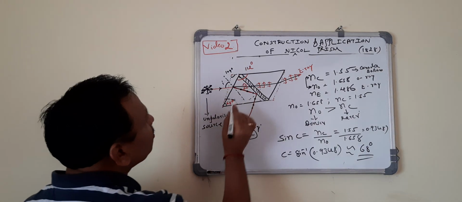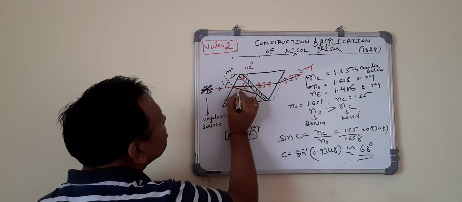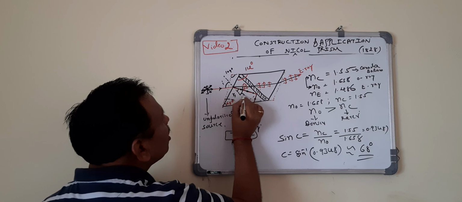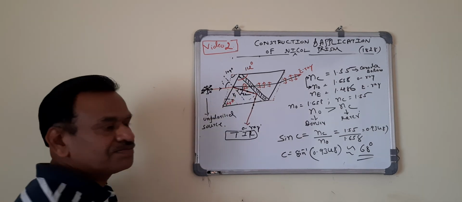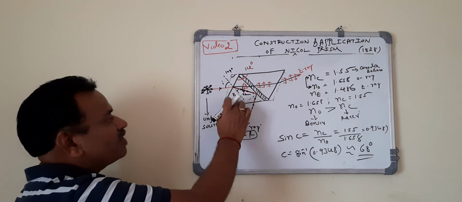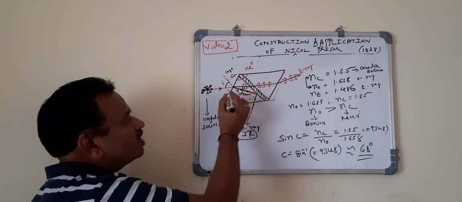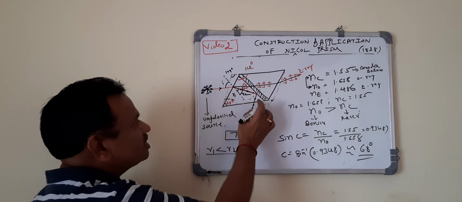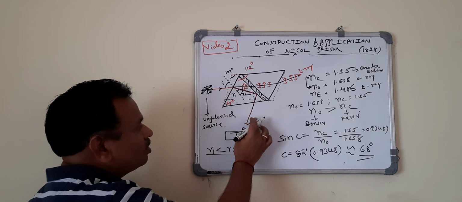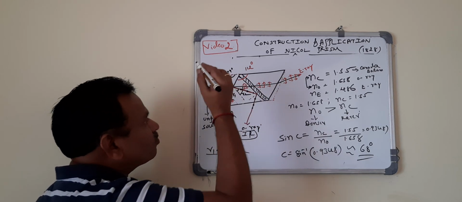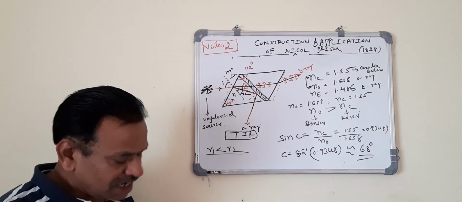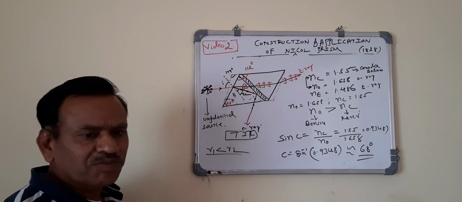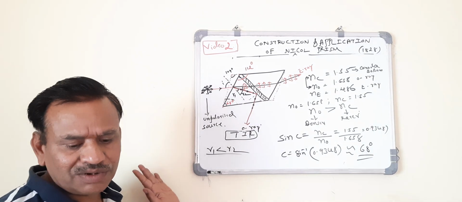One more point I forgot here. This is R1 and this is R2. The angle of refraction R1 is lesser than R2. R1 is less for the O ray, and R2 is more for the extraordinary ray. There is a different history to why it should be more, but it is not required from the point of view of examination.